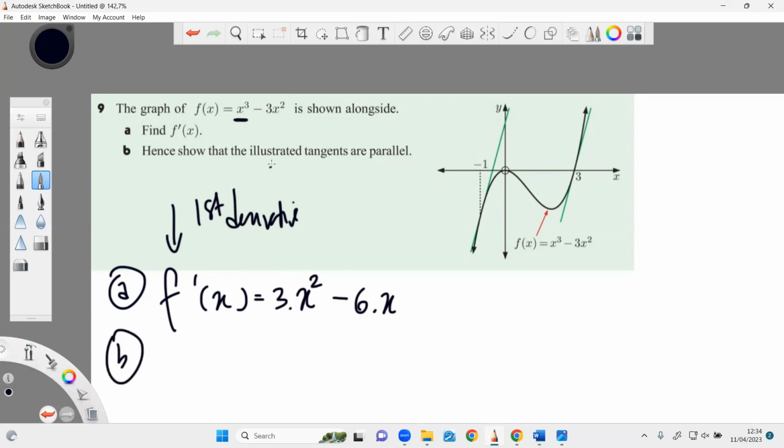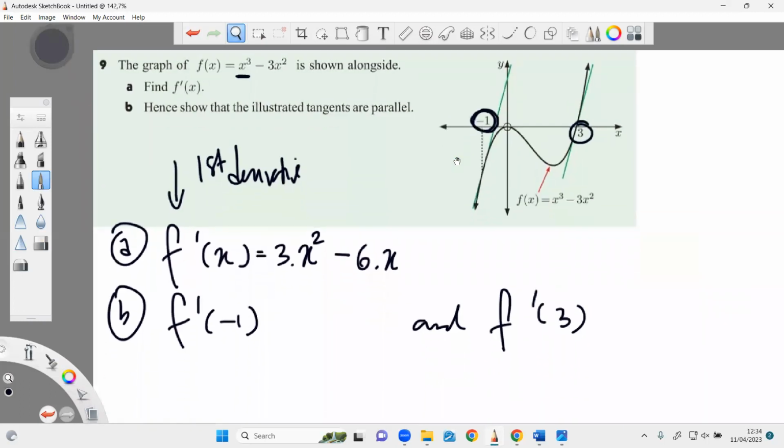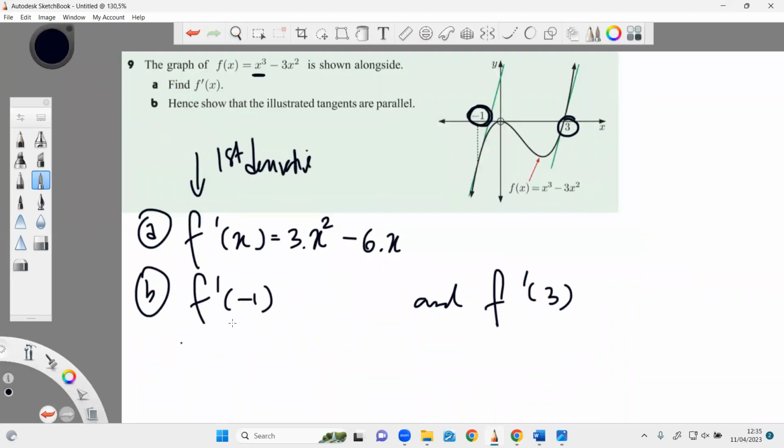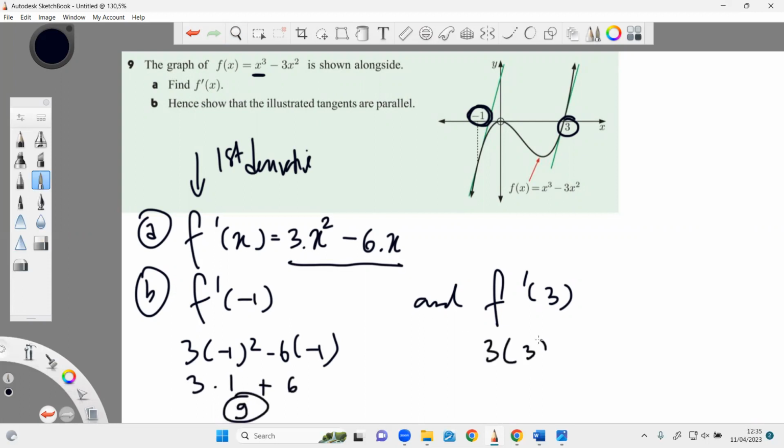Show that the illustrated tangents are parallel. So the illustrated tangents are parallel, by looking at the x. So f accent negative 1 and f accent 3. So the first derivative when x equals negative 1 and the first derivative when x equals 3. Let's see. And it has to be equal because the tangents have to be equal. Over here, we will get 3 times 1 plus 6, 9. And this also: 6 times 3. So this is 3 times 9, 27, minus 18, 9 itself.